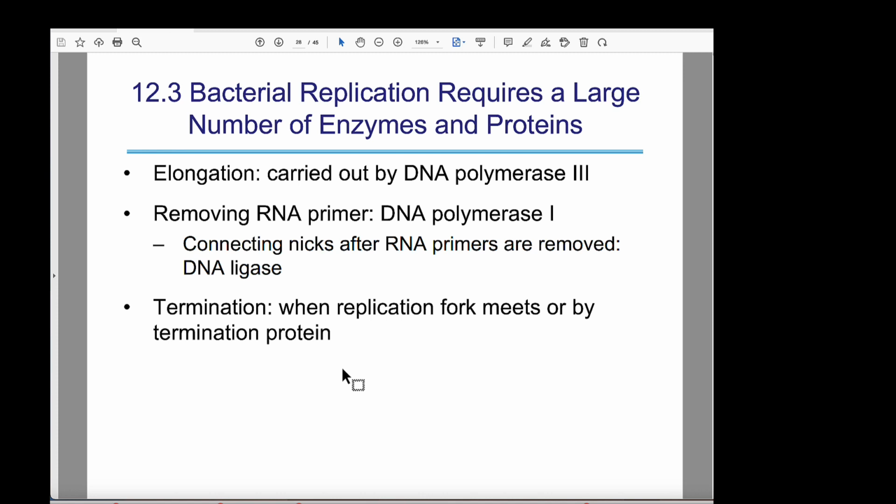And we're specifically talking about bacteria at this point. Termination is thought to occur when the replication forks meet. So once two replication forks meet up, it is thought to stimulate or initiate the process of termination. Or secondly, it is thought to be associated with an enzyme, what we call a terminator protein, to help stimulate the process of termination.